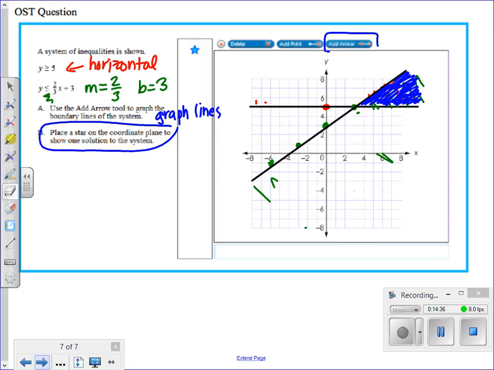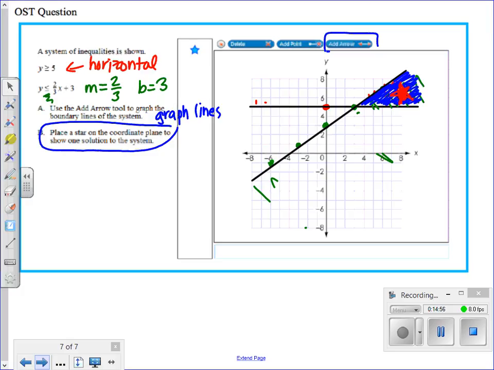Then it says we would add a star, which means you would go in here and you would place a point somewhere in that shaded region. That didn't turn out too well. Somewhere in that shaded region right there, we'd put a star. Right, that would be a solution. All right, so that's an application for an OST style question of graphing linear inequalities.